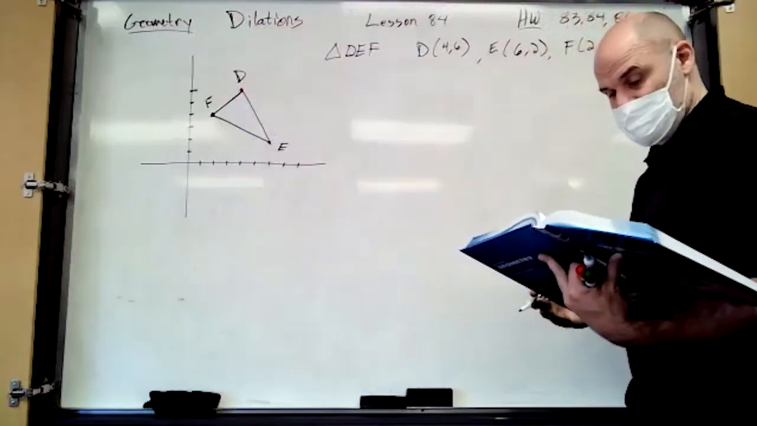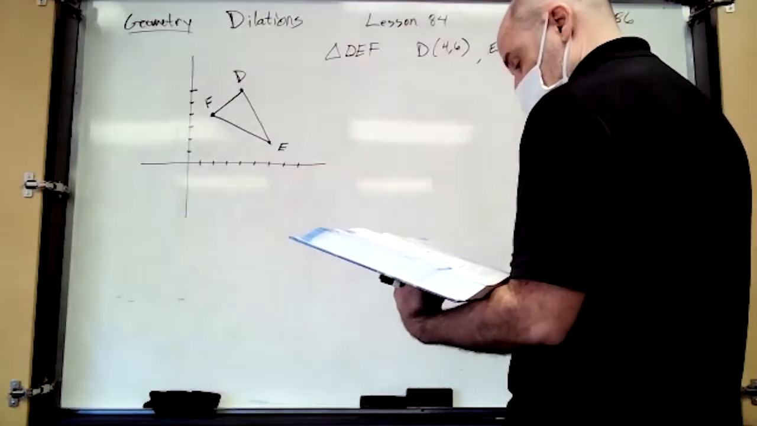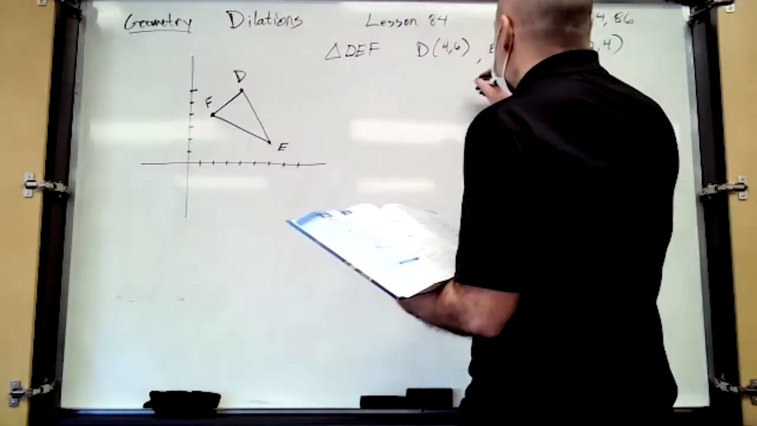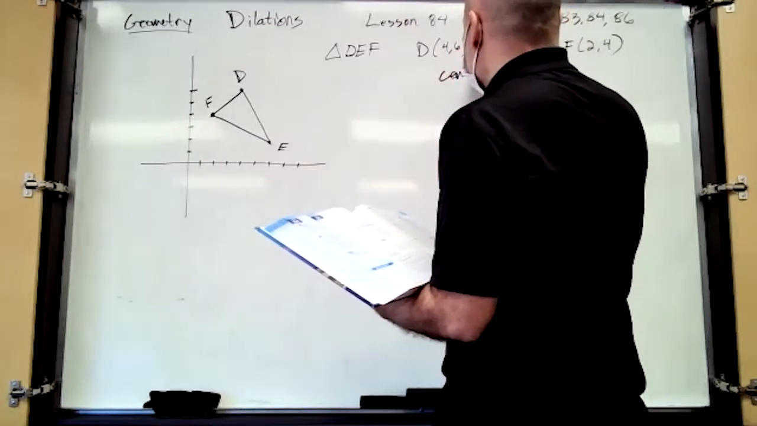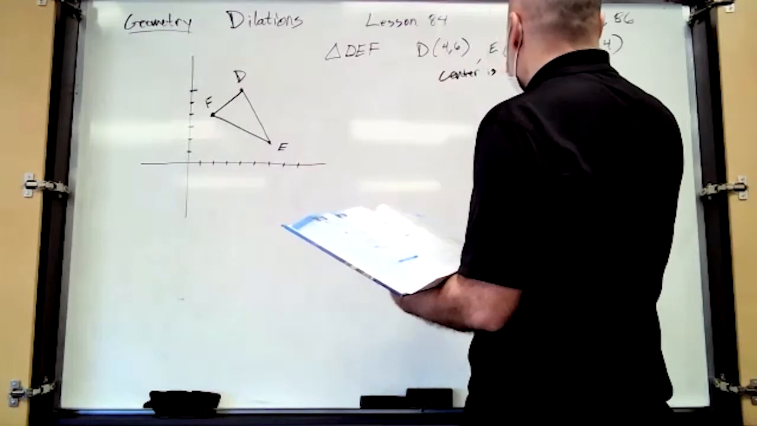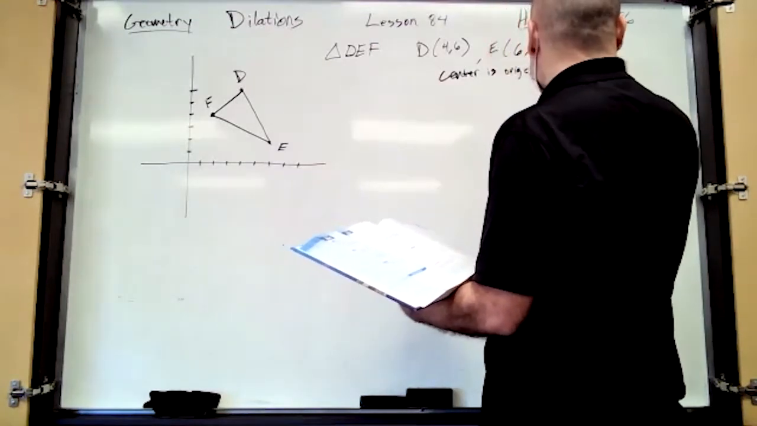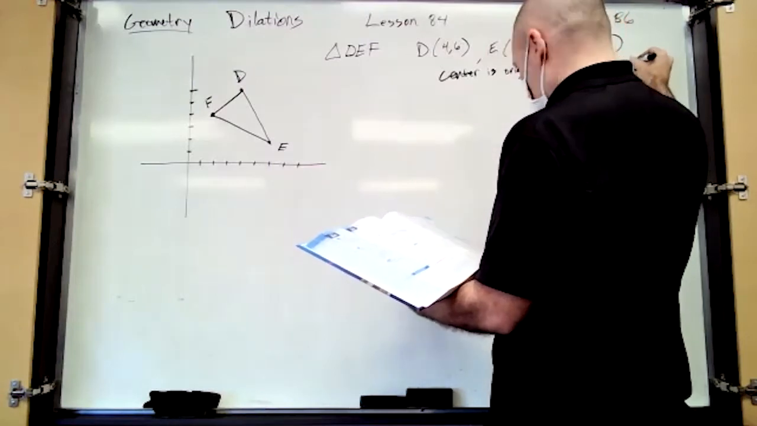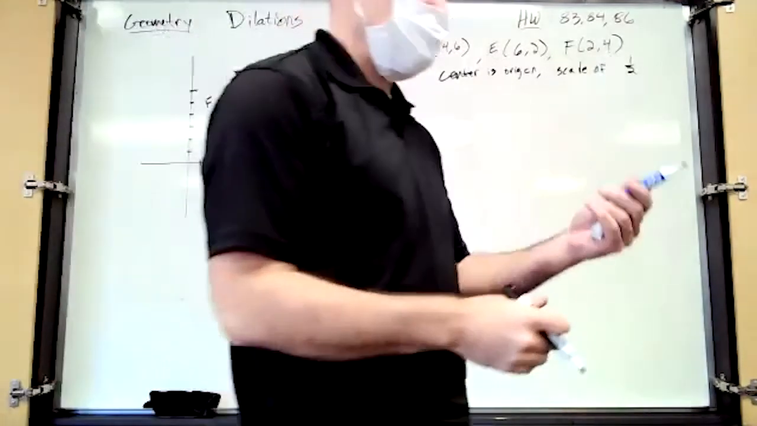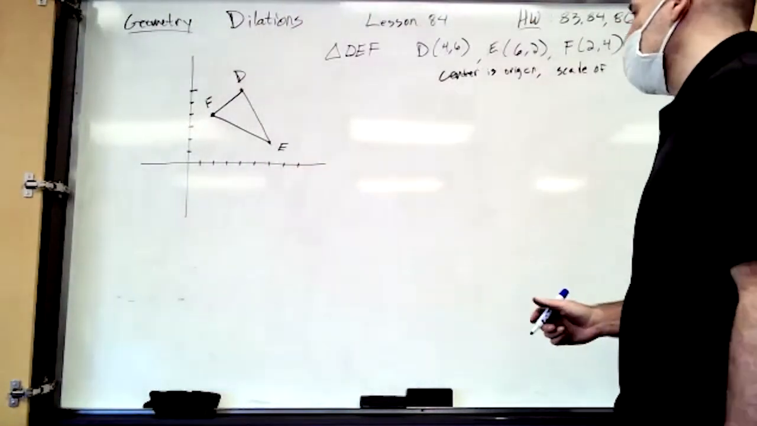Okay, now here's the dilation. We're going to graph the image after a dilation centered at the origin. See, center is origin. And then scale factor is 1/2. Okay? So this is just like we did before, except we're doing it on a coordinate plane so we can give the exact result.